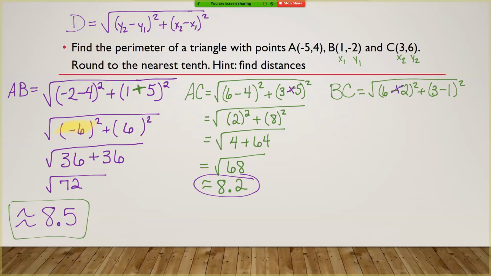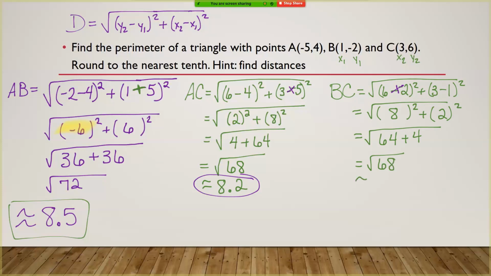Again, make sure anytime you have a double negative or two negatives right after each other, you change it to a positive. So 6 plus 2 is 8, 3 minus 1 is 2. And then we're going to square both of those. 8 squared is 64, 2 squared is 4. So now I have 64 plus 4, which is 68. Again, I'm going to take the square root of 68 and compute that in my calculator. And I end up with 8.2 approximately when I round it.